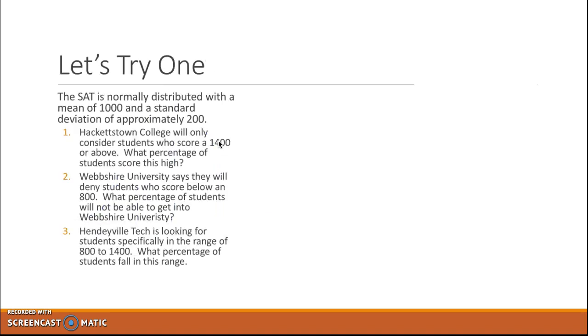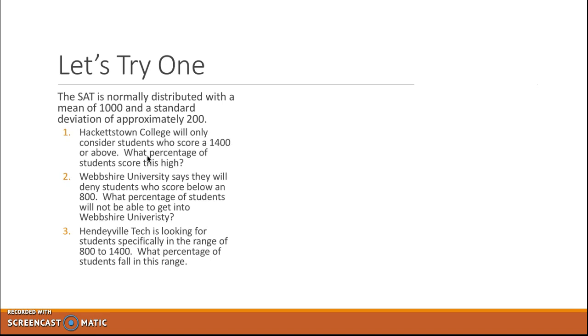The SAT is a normally distributed test with a mean of 1,000 and a standard deviation that typically runs around 200. Last year's was 194, but we'll go with 200 for simplicity's sake. So we've got three questions here. Hackettstown College will only consider students who score a 1,400 or above. What percentage of students score this high?